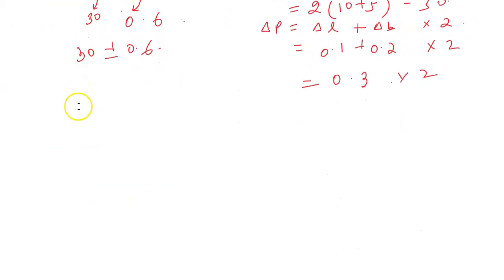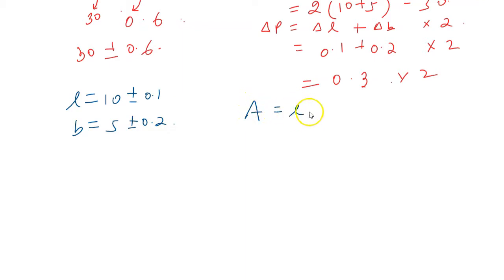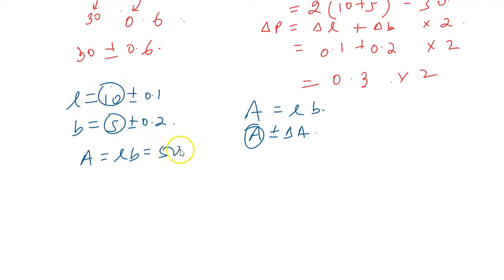Okay, the length here that is given is 10 plus minus 0.1, breadth is 5 plus minus 0.2, area we know it is length into B. So, area how we will write? A plus minus delta A. So, A we already know, it is L into B. So, this is L, this is B. So, it will be 50. Okay, we got this as 50. Plus minus we will find error in A.